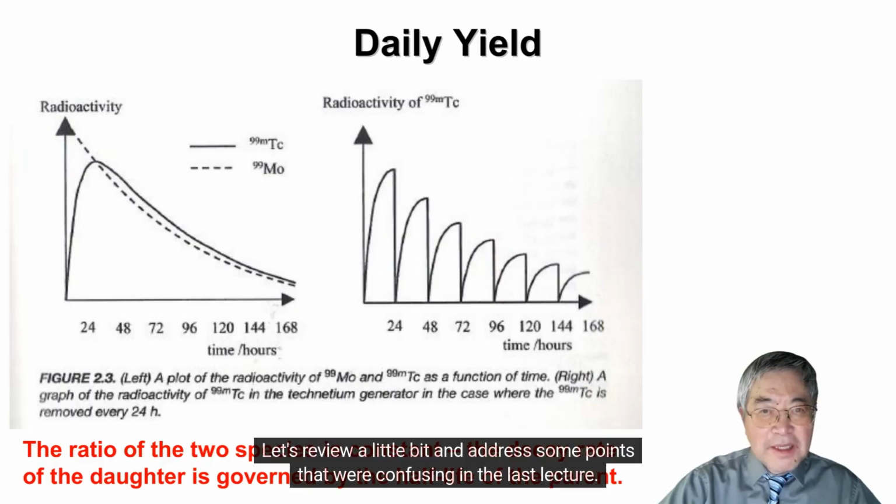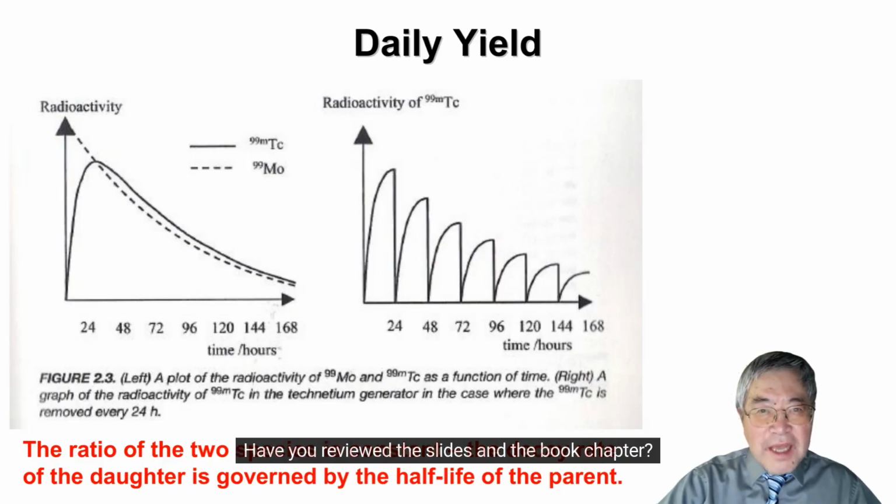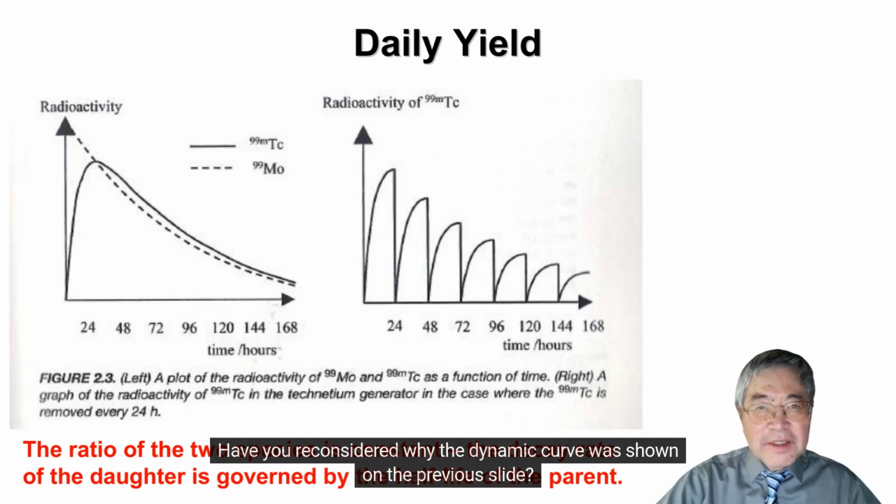Let's review a little bit and address some points that were confusing in the last lecture. Have you reviewed the slides in the book chapter? Have you reconsidered why the dynamic curve was shown on the previous slide?